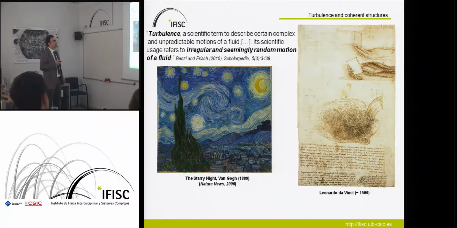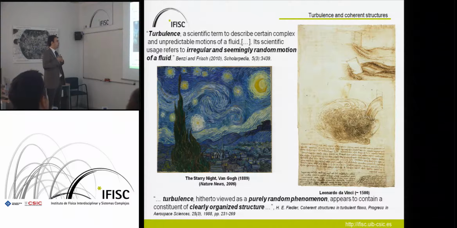The whirlwinds, like I said, and also here with Da Vinci we can see the vortices of several scales, and also these very fine structures. So the notion that turbulence is completely irregular and random perhaps is not correct. And it has been stated that instead of a purely random phenomenon, turbulence has a clearly organized structure. And this clearly organized structure of turbulence occurs mainly in the form of coherent structures.